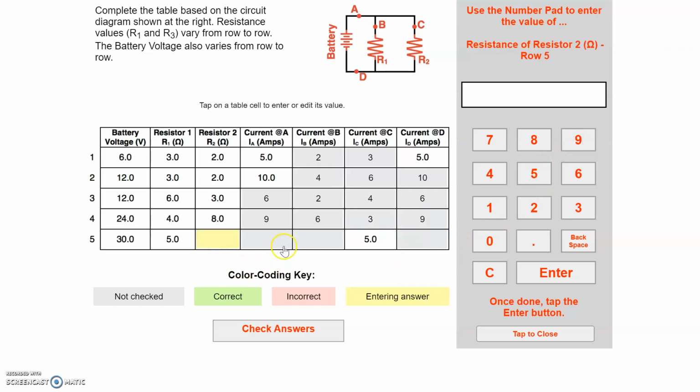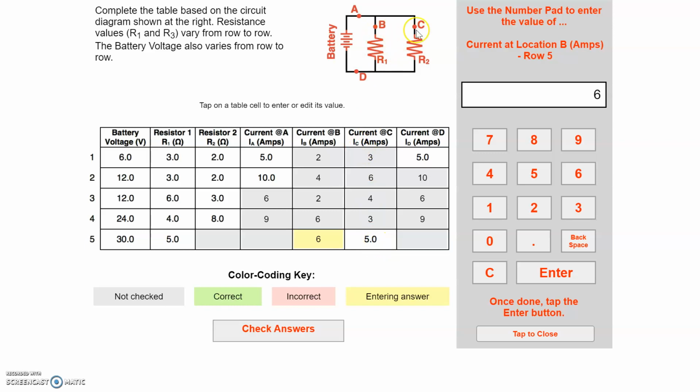Okay, so now they're giving you the current at C. So this is kind of a puzzle. You got to work backwards. If the current going through C is 5 amps and resistor 2 is left blank, that doesn't really leave us much to go on. So let's start with what we can do. If you take the voltage divided by resistor 1, you can figure out the current going through branch B. So 30 divided by 5 is going to give you 6.